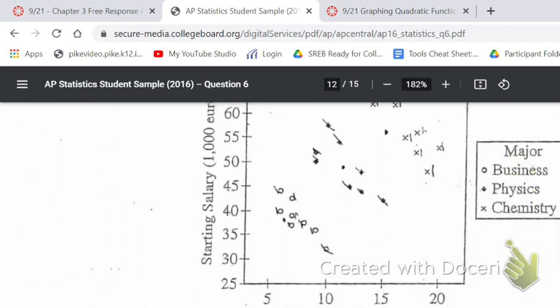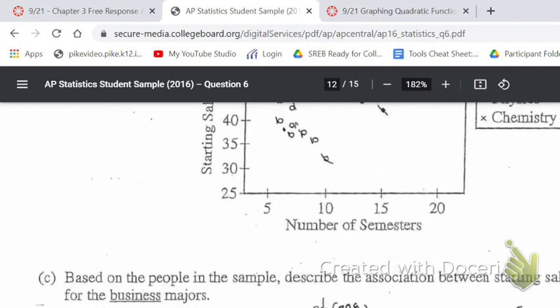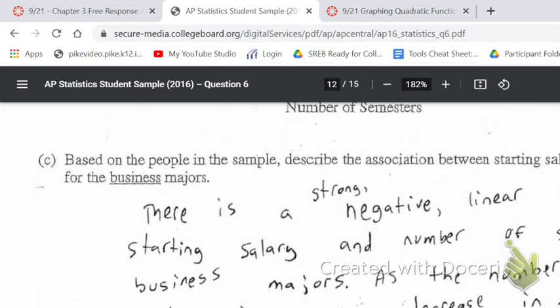All right, so they had that graph again, but now it's separated out by major. We've got our business majors, physics majors, chemistry majors. Based on the people in the sample, describe the association between starting salary and number of semesters for just the business majors. Students said that there was a strong negative linear relationship between starting salary and number of semesters with the business majors. As the number of semesters increases, there's a clear decrease in the starting salaries of the business majors. What do you think?